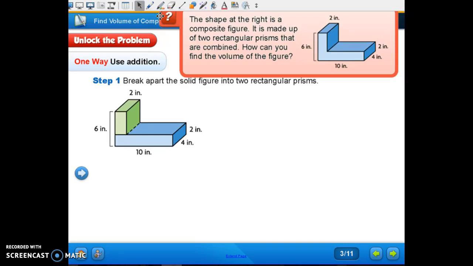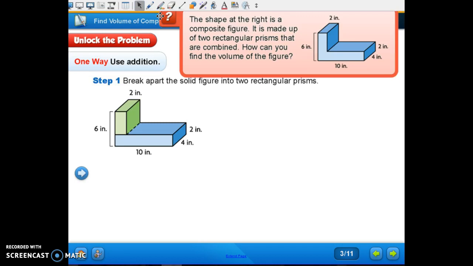Multiply all the numbers. That's going to get it for you. Add them all. How about if we break that figure into two different figures and multiply to find the volume of each figure and then add those two things together. So let's look at step one. Step one is just showing you how they're going to break it down.